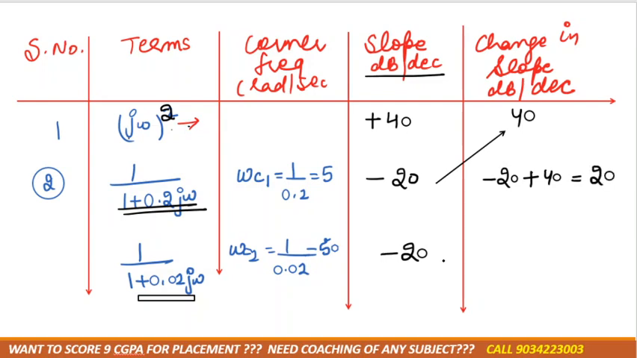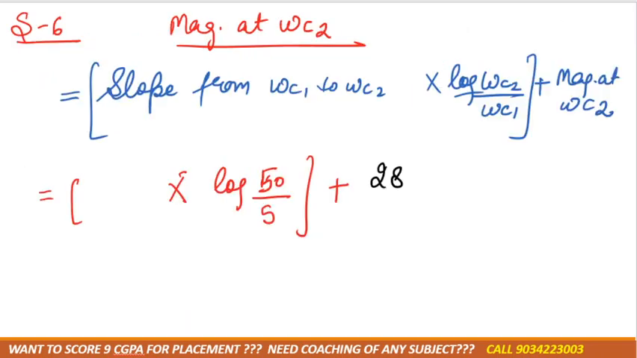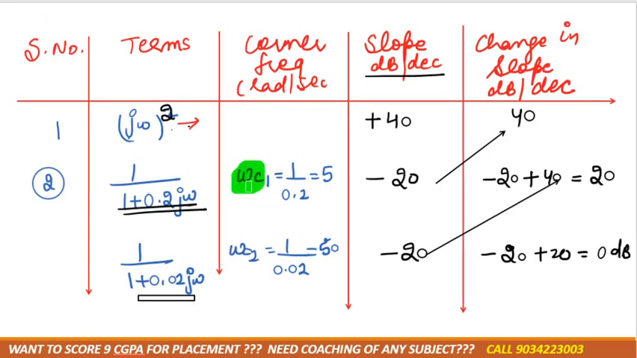Minus 20 plus 20, minus 20 plus 20 is how much? 0 dB per decade, correct? Now I told you which slope we have. They said change in slope from omega c1 to c, so we have to see the slope of omega c1.